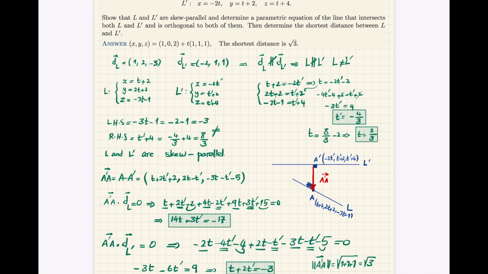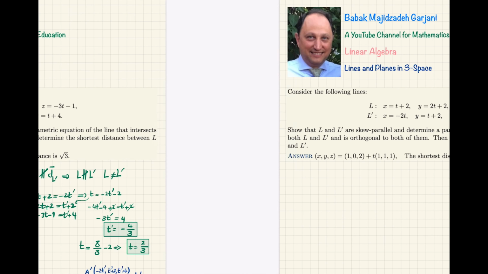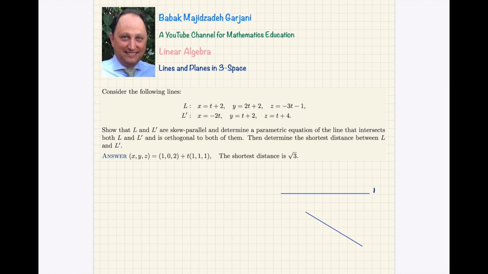But sometimes the only thing that we are supposed to calculate is the shortest distance. For the shortest distance, actually we don't need to go through this long calculation. So if I want to just find the shortest distance, let me go to the other page and try to draw that picture once more here. So here, this is my L, and this is my L prime. Oh, okay, the above one I named L prime, and this one is L. I want to find the shortest distance here. Okay, only shortest distance, not the equation.